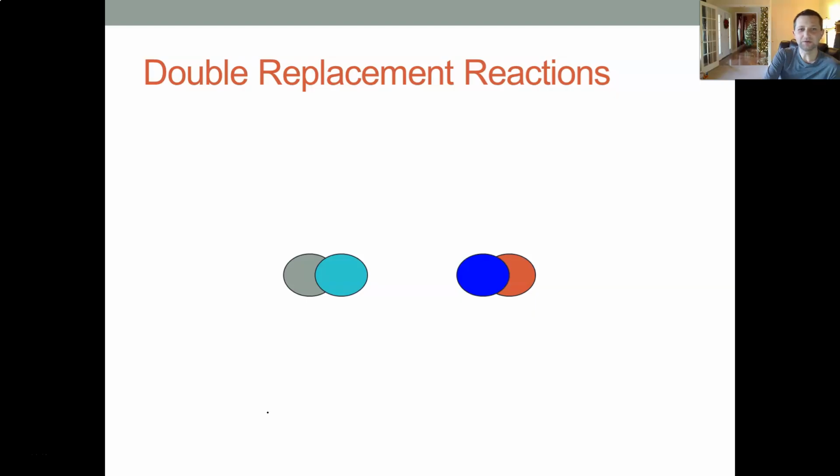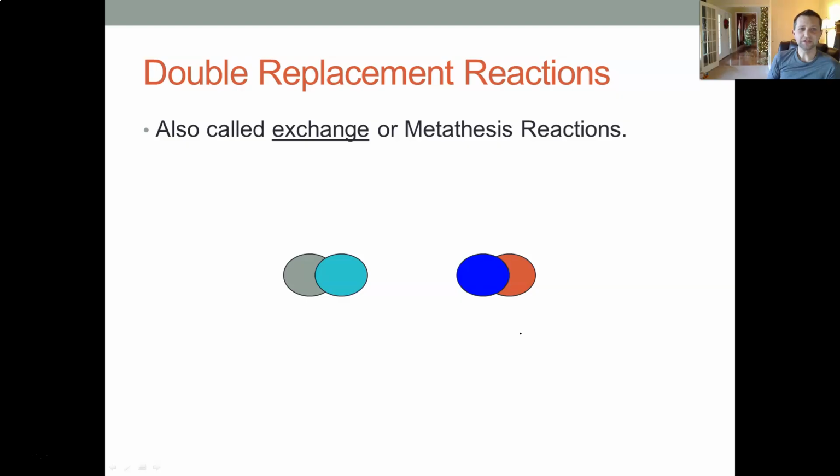Second to last one, double replacement, very closely related to single replacement. You might be able to get an idea of what this is all about just by looking at it. So this is also called an exchange or metathesis reaction. I very rarely use those, but I just want to make sure I point them out to you. That could also be called this, but I usually go with double replacement. It's nice and easy to understand that.